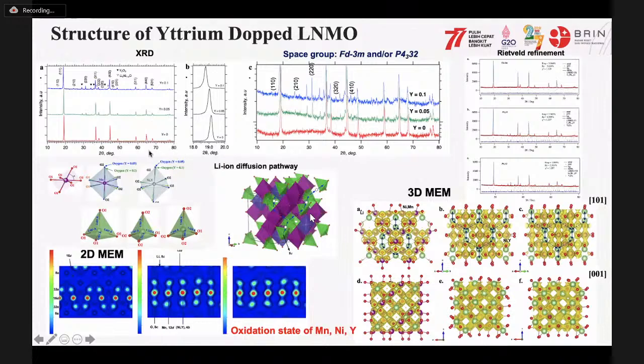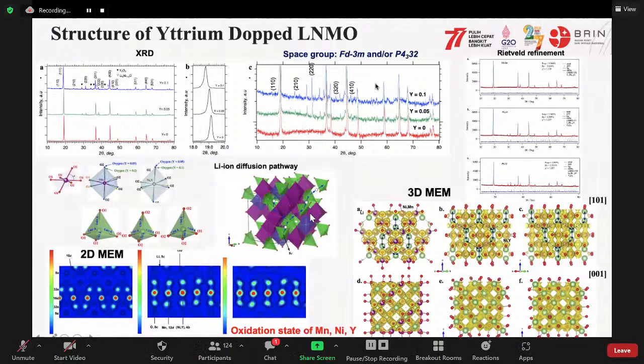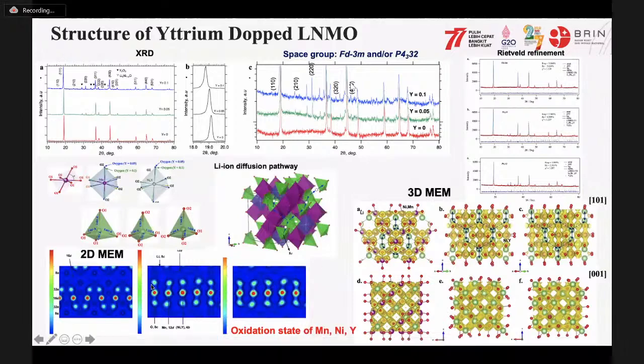For the sample without yttrium, there is a lack of what we call the superstructure. But after we dope using yttrium here, if we enlarge, we see some superstructure here, indicated by these peaks. And this is the Rietveld refinement. And this is the lithium-ion diffusion pathway. And we also have a 2D MEM and 3D MEM.